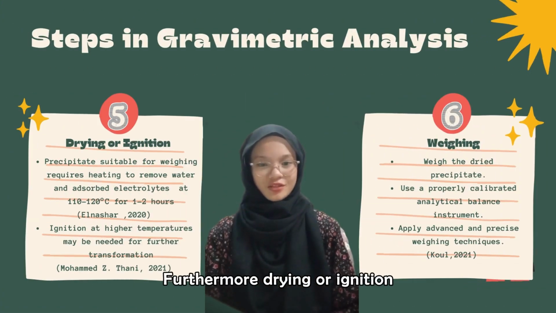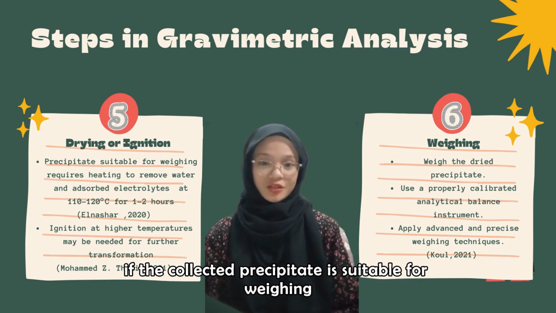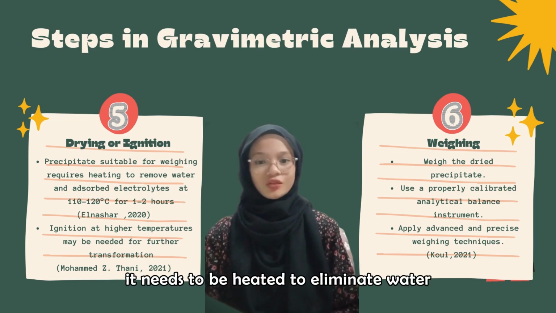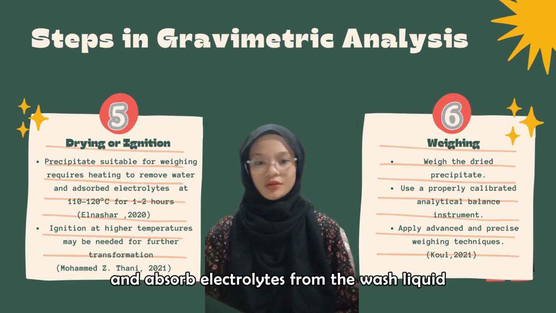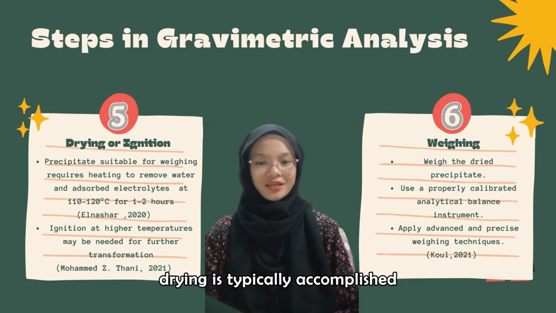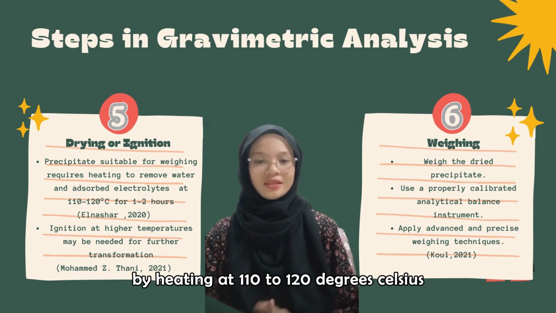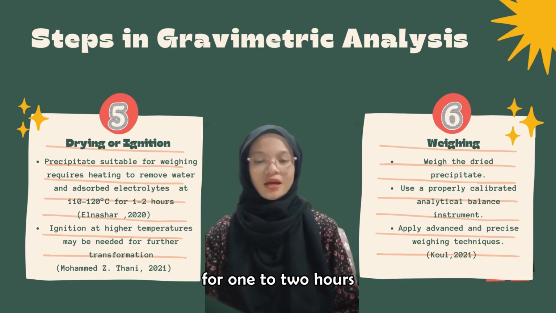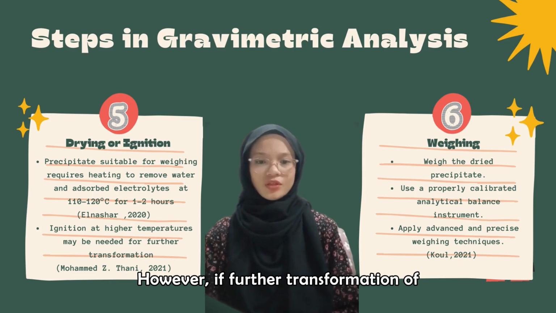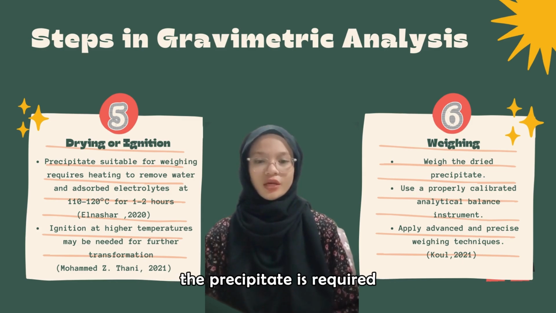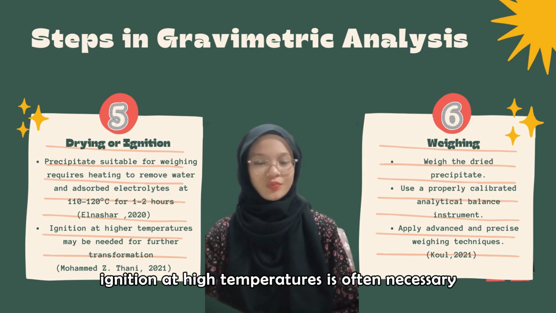Furthermore, drying or ignition. If the collected precipitate is suitable for weighing, it needs to be heated to eliminate water and absorbed electrolytes from the wash liquid. Drying is typically accomplished by heating at 110 to 120 degrees Celsius for 1 to 2 hours. However, if further transformation of the precipitate is required for accurate weighing, ignition at higher temperatures is often necessary.